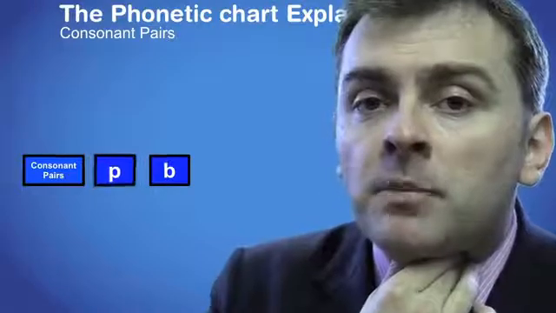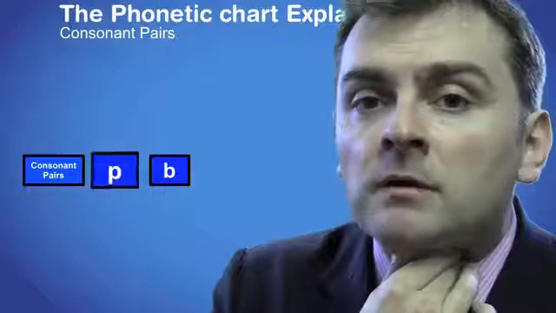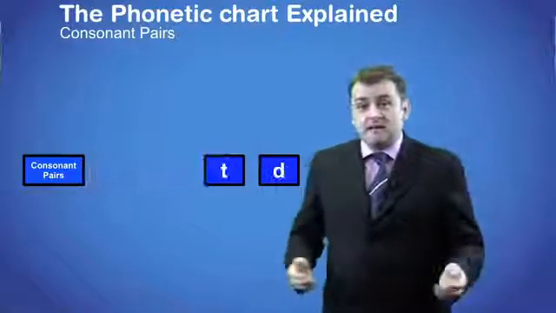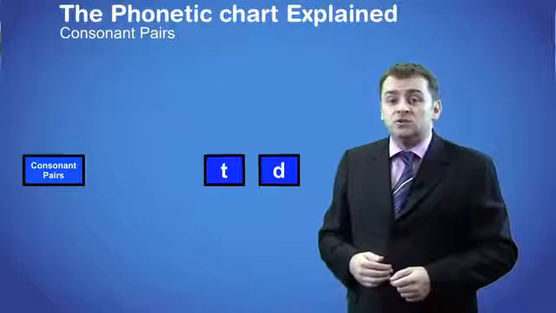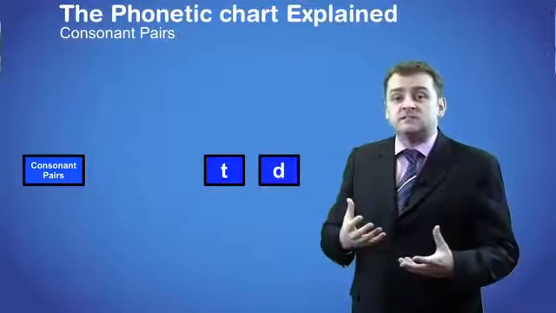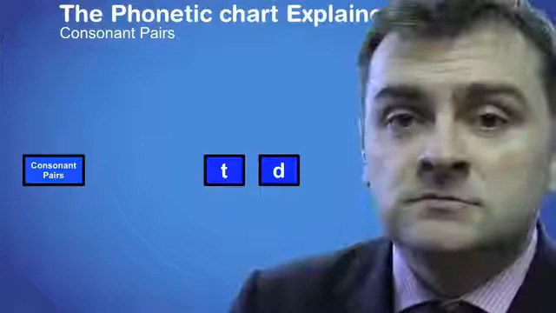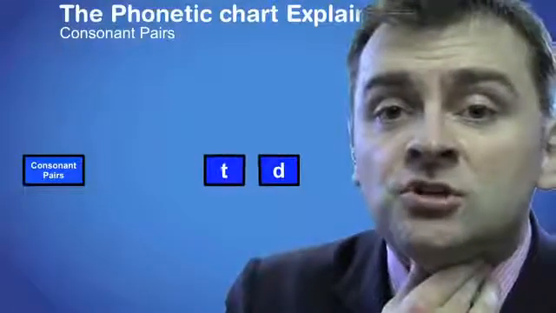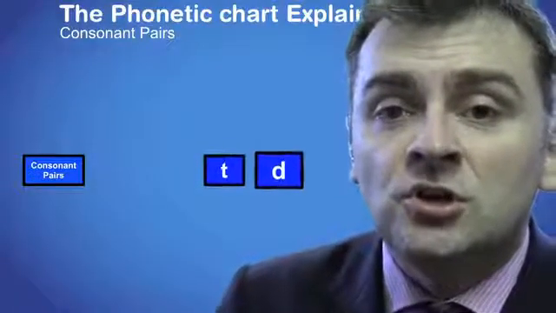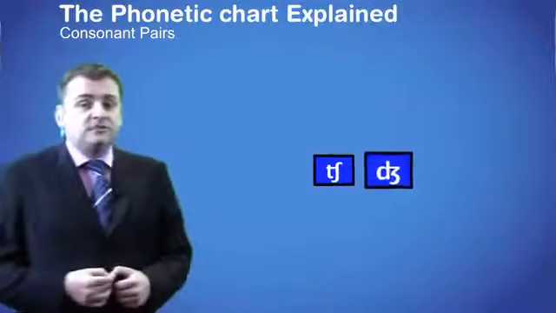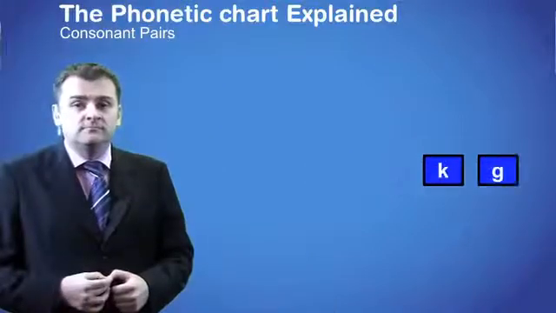P, p, p. The same is true for the next pair, t and d. D is voiced and t isn't. D, t, d, t. And ch and j, ch, j. K, g, k, g.